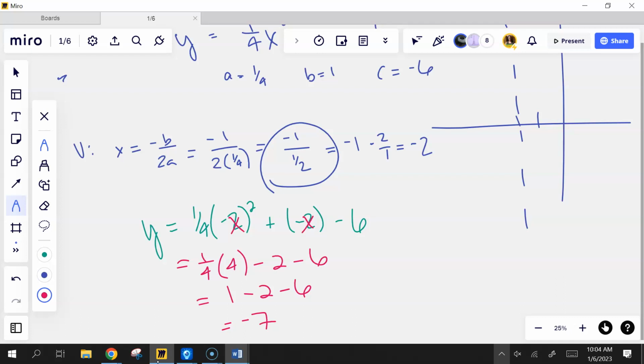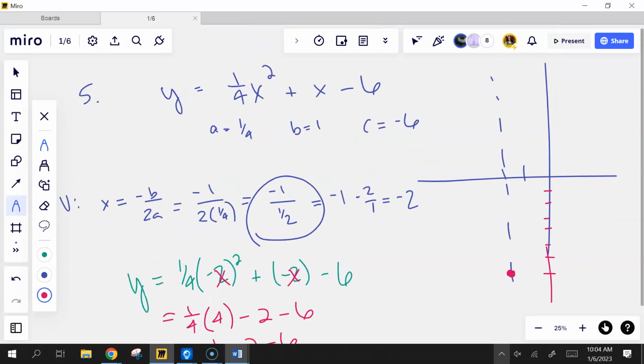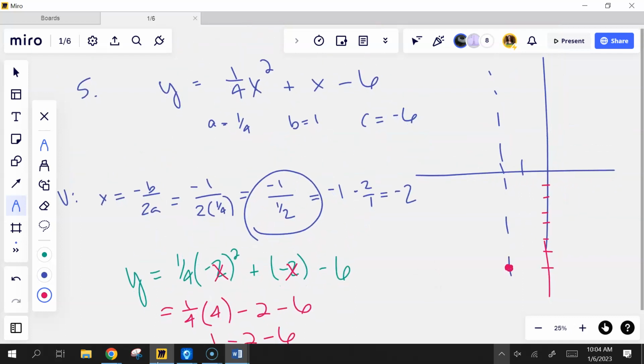All right, so this was my vertex, right? 1, 2, 3, 4, 5, 6, 7. Now, Bella's question: how do I know about the easy point or the other point to use? How do I know what to use? My advice is, if you can, use the y-intercept. It's always the easiest point to use. And in this case, I could use the y-intercept. It's 1, 2, 3, 4, 5, 6.